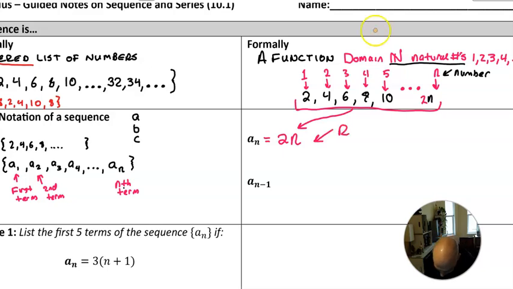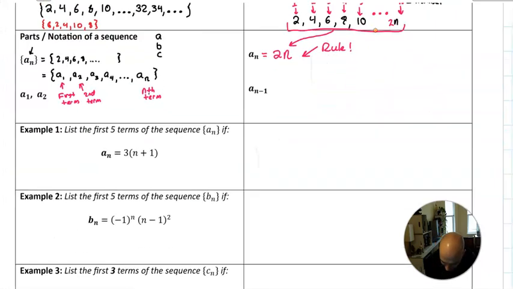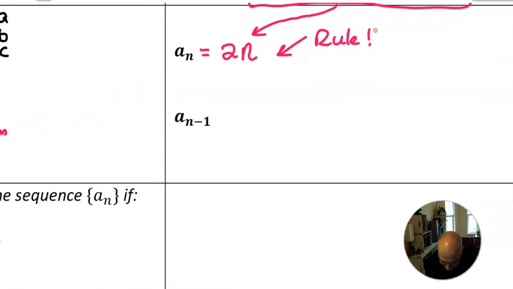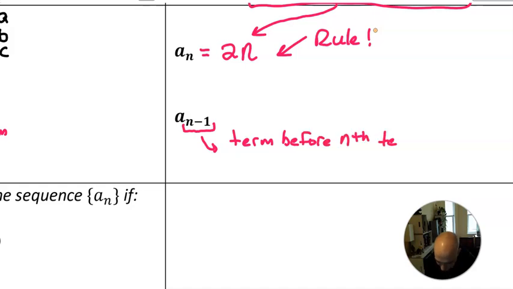We'll say rule. And another thing you're going to see in recursive sequences is something with an a sub n minus 1. This is not saying subtract 1 from the nth term. This n minus 1, see how it's all in the subscript? Means that this is the term before the nth term in the sequence.